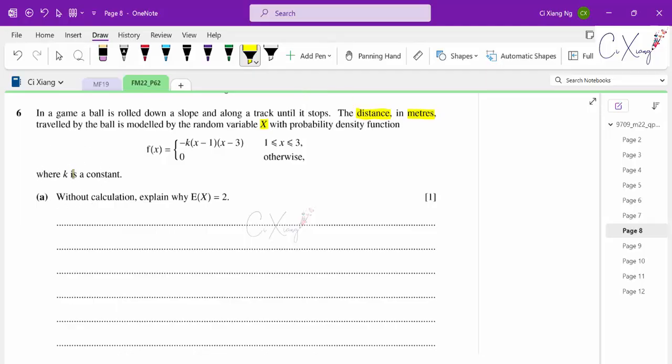First question: without calculation, explain why the expected value of x is equal to 2. First of all, you need to know that the expected value E(x) has the same meaning as the mean. Then why is the mean for this question equal to 2? Before you can answer, you need a basic concept on the mean of a continuous random variable where the probability density function is symmetrical.